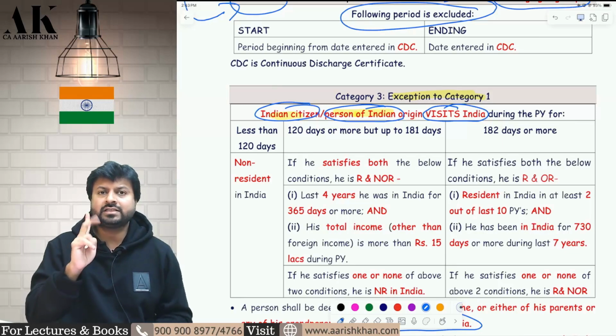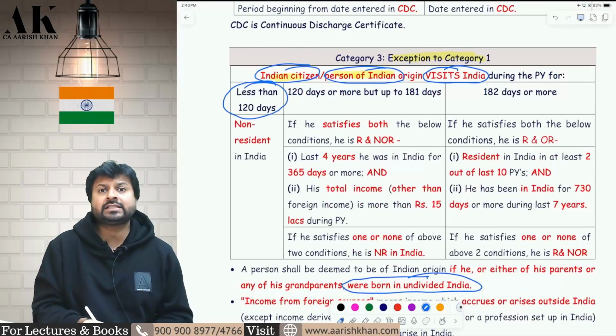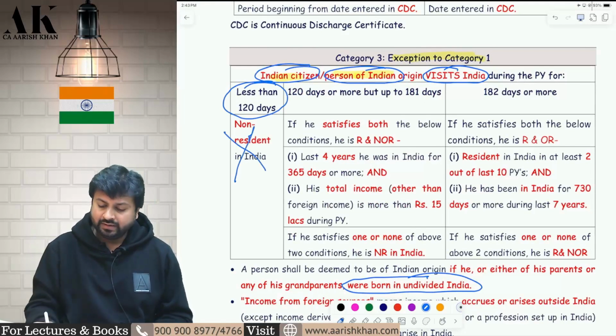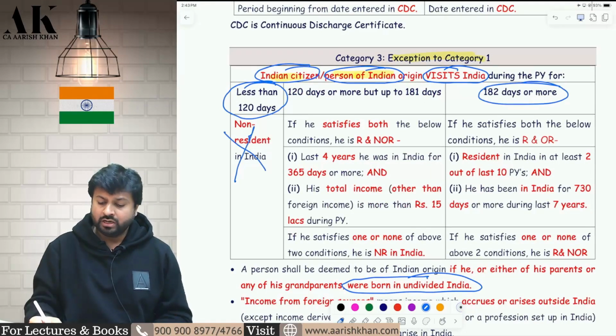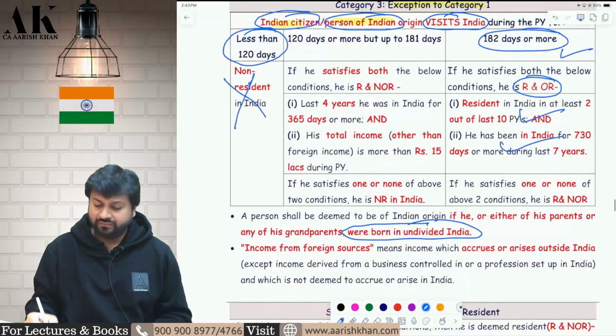So if you are an Indian citizen or person of Indian origin, you visit India during the previous year for less than 180 days, close your eyes and say non-resident. If you come to India for 182 days or more, close your eyes and say resident. Then in that case, if you fulfill the 2 additional conditions, then you are ordinary resident. If you don't fulfill the additional conditions, then you are not ordinary resident.